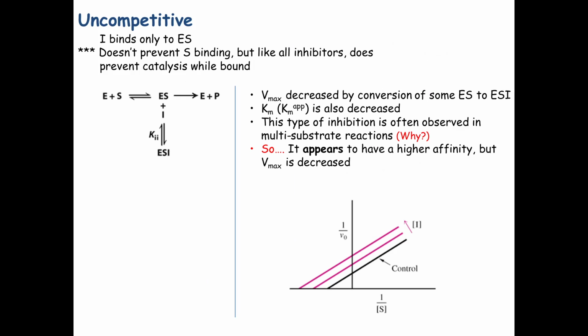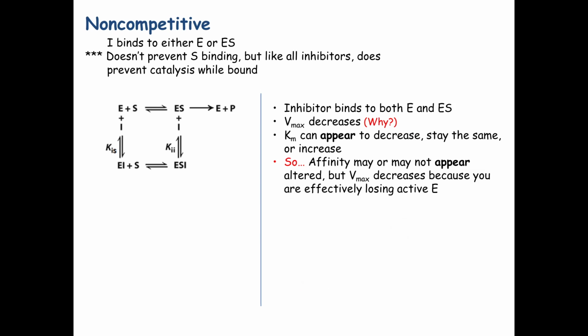Okay? For the uncompetitive, it shifts it to the right. It looks like they're spending more time together to compensate for the missing ES. So they have an apparent higher affinity for each other, or an apparent lower Km. And in the last one, it could go either way, depending on if the inhibitor prefers to bind to E or prefers to bind to ES. So it could go either way. Very rarely will it be exactly the same, where they have equal affinity. It's possible, but it's not very common.